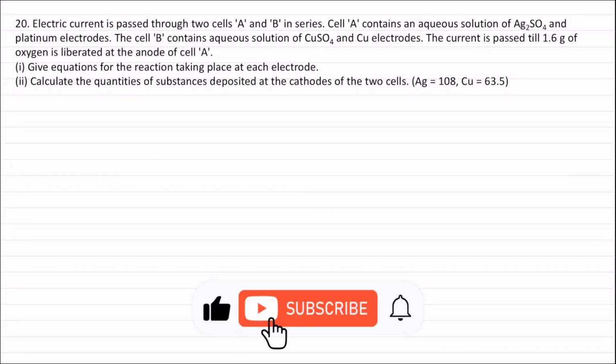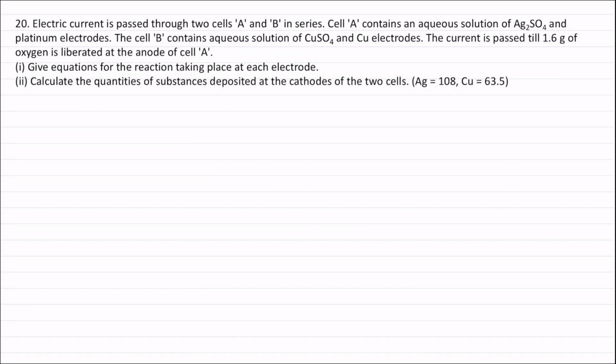Question 20. Electric current is passed through two cells A and B in series. Cell A contains an aqueous solution of Ag2SO4 and platinum electrodes. Cell B contains an aqueous solution of copper sulfate and copper electrodes. The current is passed till 1.6 gram of oxygen is liberated at the anode of cell A.